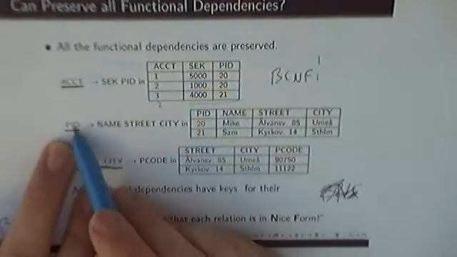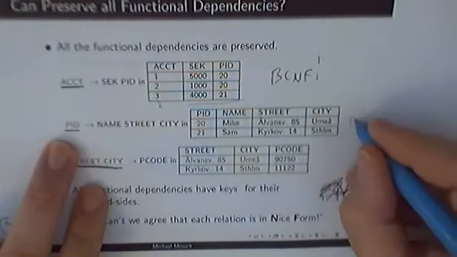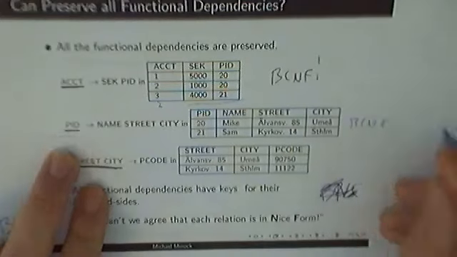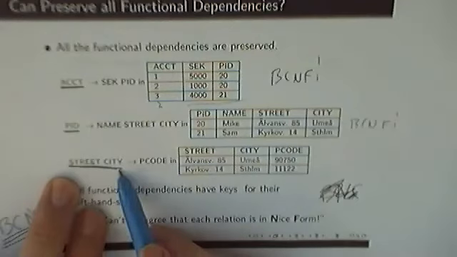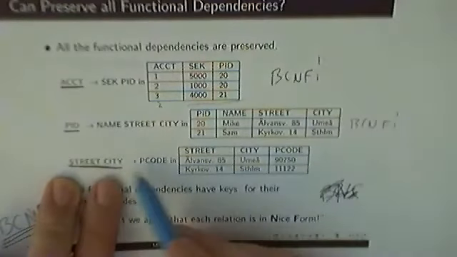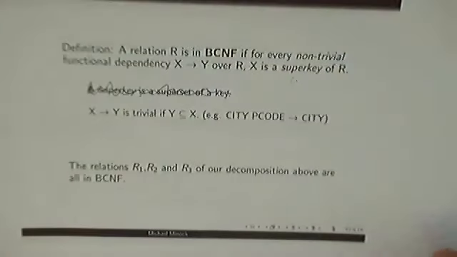BCNF, yay. PID here determines all those. Therefore, is PID a superkey given all these attributes here? Yes, BCNF. And likewise here, with street and city, is that a superkey of this relation given this functional dependency? Yeah, so it's in BCNF. So they all qualify, right? So these were all in BCNF.